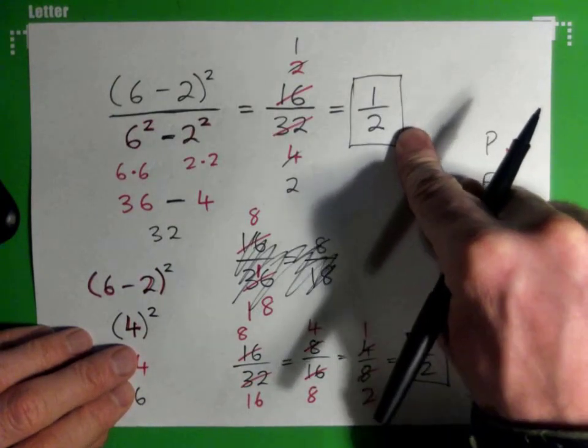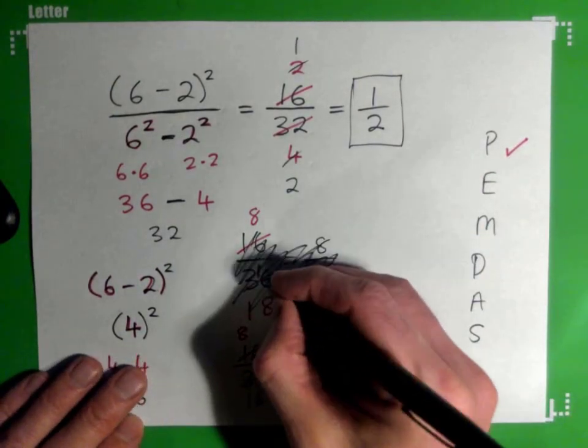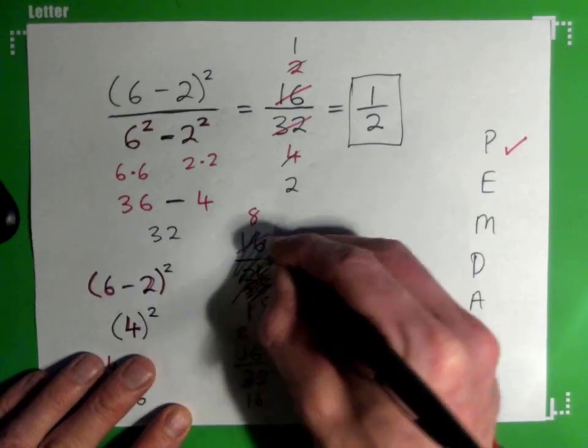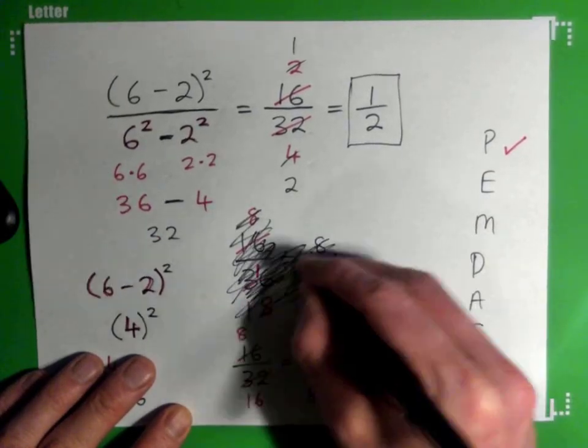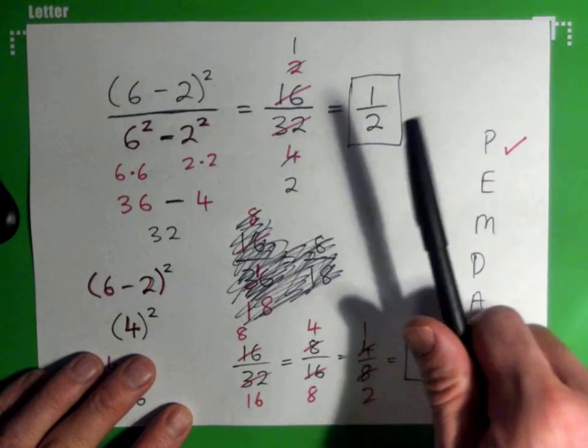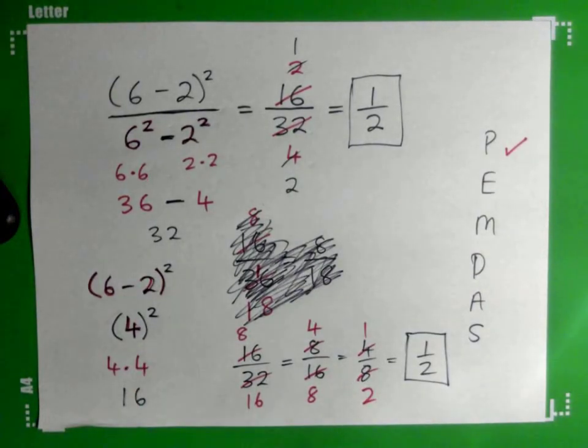Does that make sense? That's all I'm trying to say. Unless you write it down wrong like I did. I wrote down 36 instead of 32. But as long as you write it down correctly, this thing should come out to 1/2. Good job. Good work.